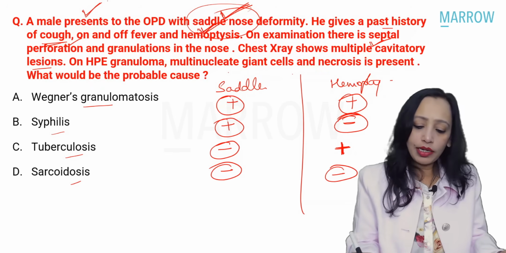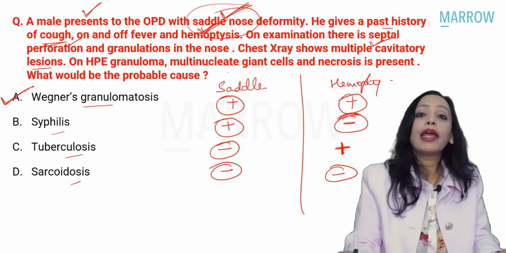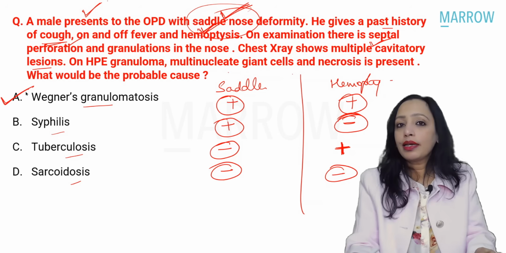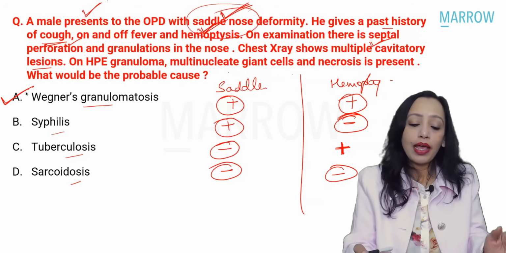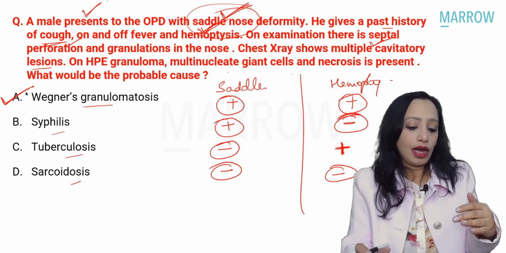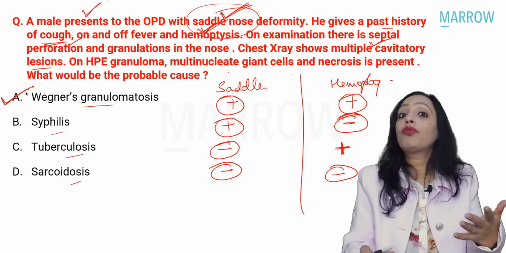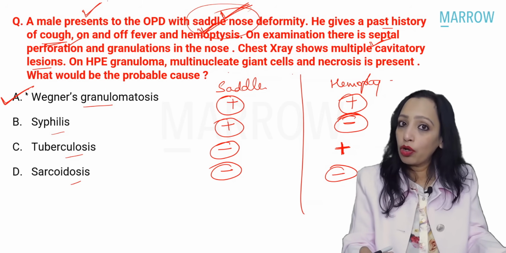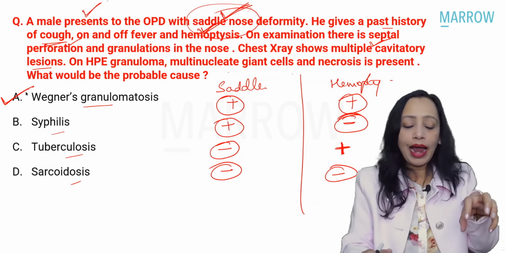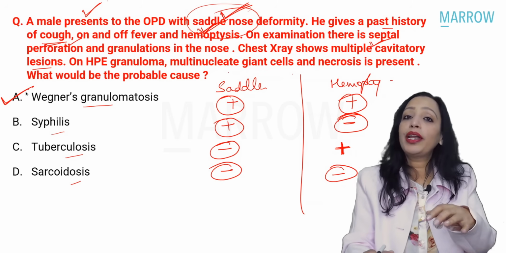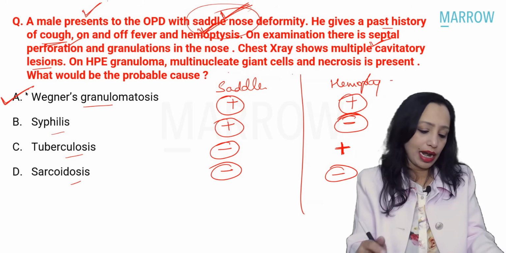So what's the answer here? Yes, it is Wegener's. In fact, Wegener's, I think, is a repeated question of be it NEET or be it INI-CET. Here the answer would have been more towards Wegener's if they had given some kidney involvement also, renal involvement also. But still, if it is not there, the saddling and the lung involvement at presentation can help us to come to this diagnosis of Wegener's granulomatosis.